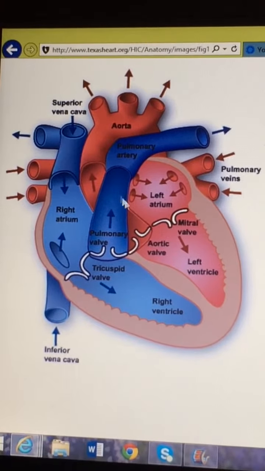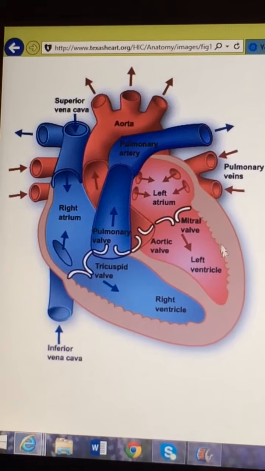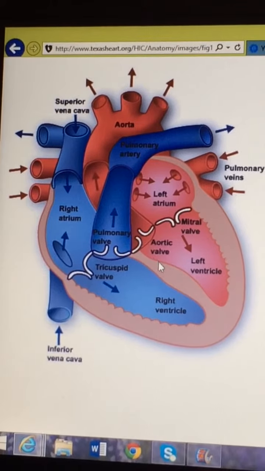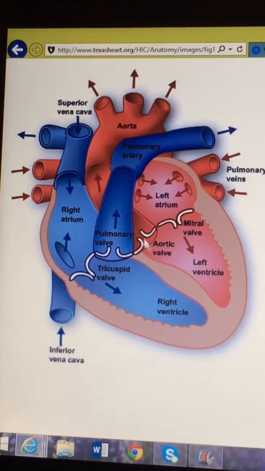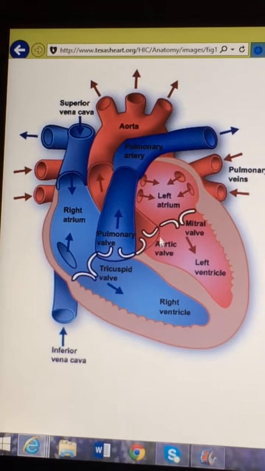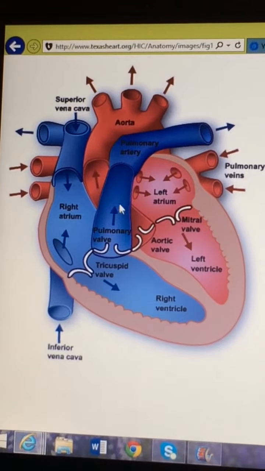The aortic valve leading into the aorta is closed, allowing the ventricle to fill with blood. Once the ventricles are full, they contract. As the left ventricle contracts, the mitral valve closes and the aortic valve opens. The closure of the mitral valve prevents blood from backing into the left atrium, and the opening of the aortic valve allows the blood to flow into the aorta and flow throughout the body.